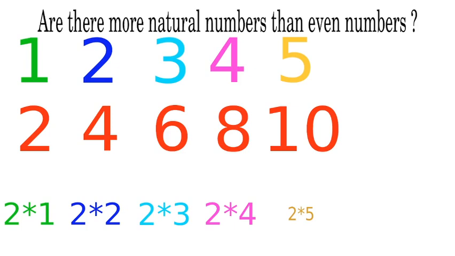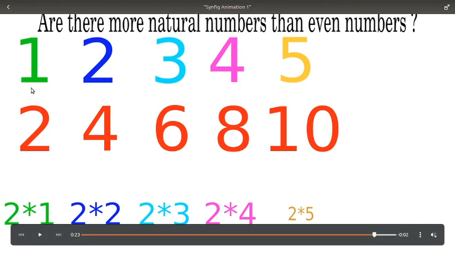So ultimately we see that we can associate every natural number to an even number. Similarly, we can associate every even number to a natural number, and the association can be done in a unique way. That is, 1 is assigned to 2 into 1, 2 is assigned to 2 into 2. So 2 different natural numbers are not assigned to the same even number.